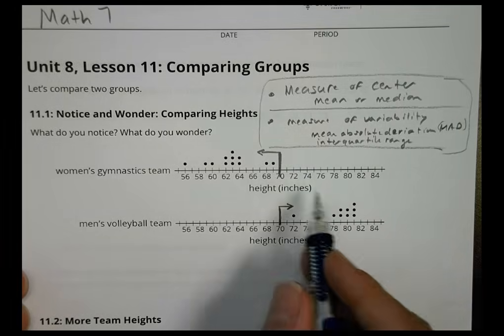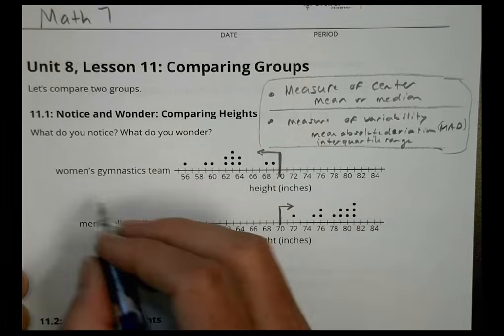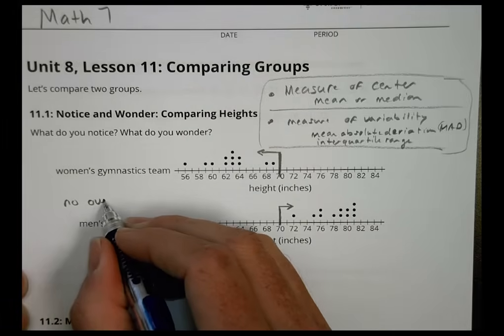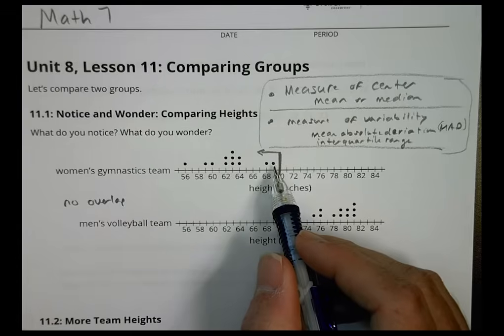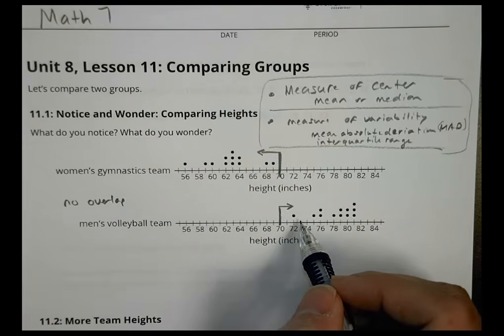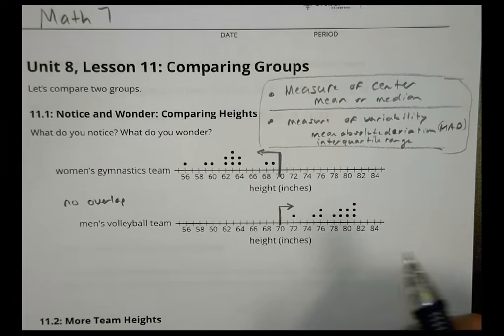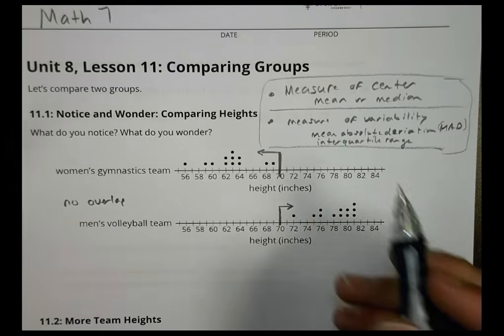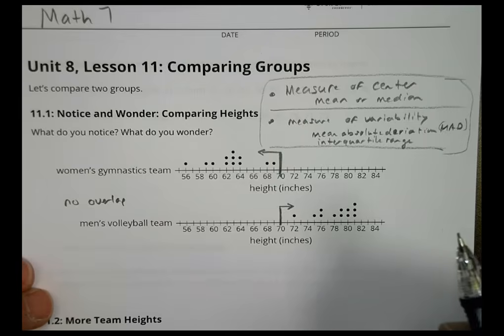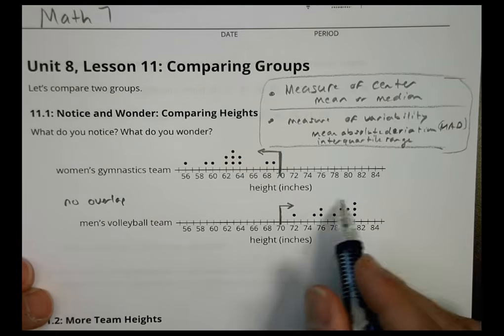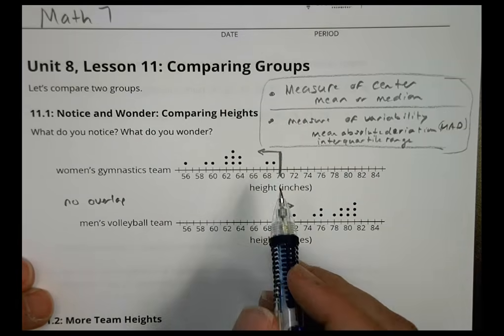You also might notice that there's no overlap. There's no overlap happening between these two heights. You don't have a woman on the gymnastics team who's also as tall as anyone on the men's volleyball team. They are just different. Sometimes with data you'll find an overlap. In this case, there isn't any. So the men seem to be significantly taller than the women's gymnastics team.